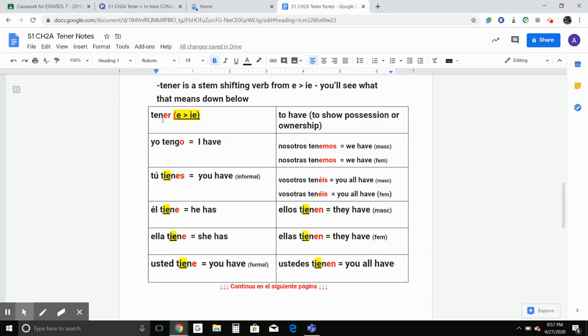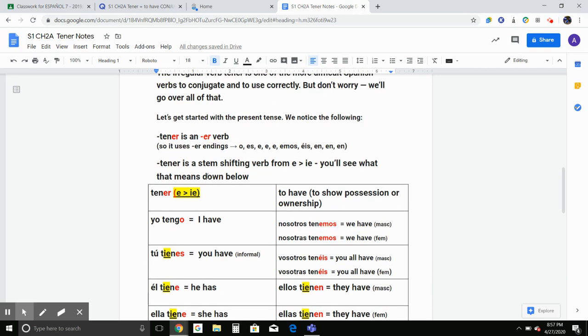Okay, so first, the verb tener is an ER verb. I've highlighted the endings in red. Okay, again, o, es, e, emos, éis, en. Those are the same endings that we just used right up here. Tener is an ER verb, so it takes ER endings.